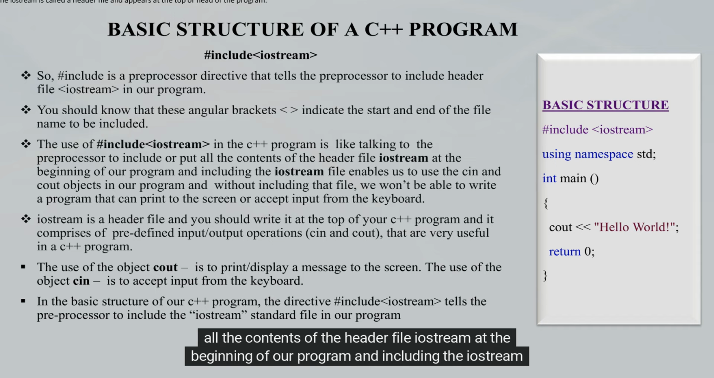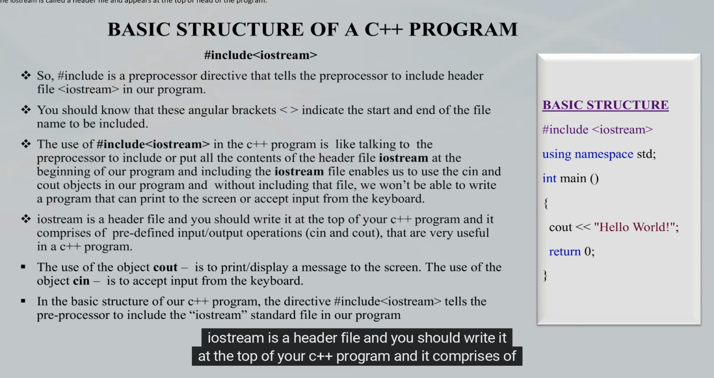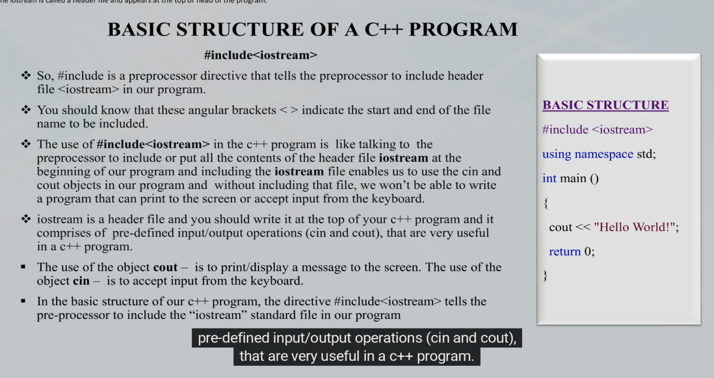Including the iostream file enables us to use the cin and cout objects in our program, and without including that file, we won't be able to write a program that can print to the screen or accept input from the keyboard. iostream is a header file, and you should write it at the top of your C++ program, and it comprises predefined input-output operations, cin and cout, that are very useful in a C++ program.